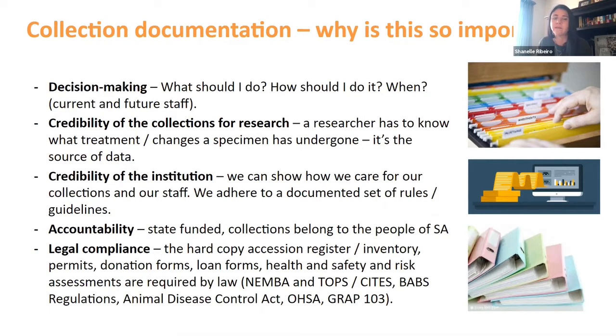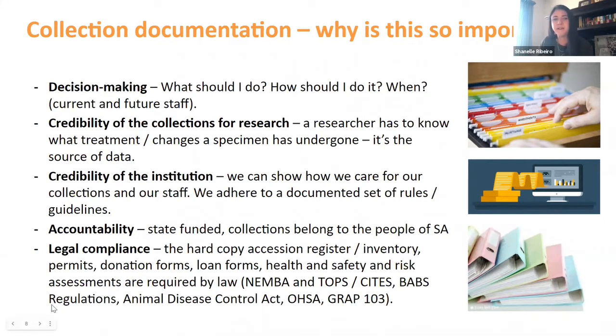Then there's also the matter of legal compliance. So the documents are required by law, and this includes the hard copy accession registers and inventory, permits, donation forms, loan forms, health and safety and risk assessments. These are all required by either NEMBA and TOPS, CITES, BABS regulations, the Animal Disease Control Act, and also the Occupational Health and Safety Act, and GRAP 103.